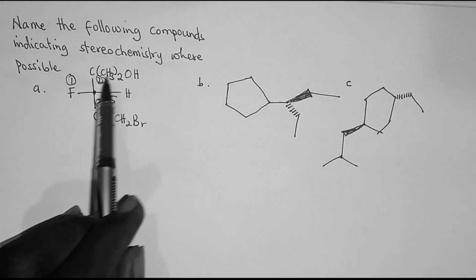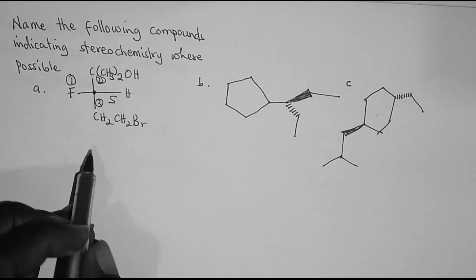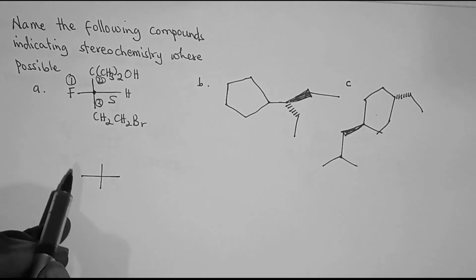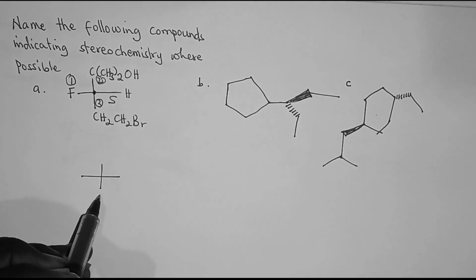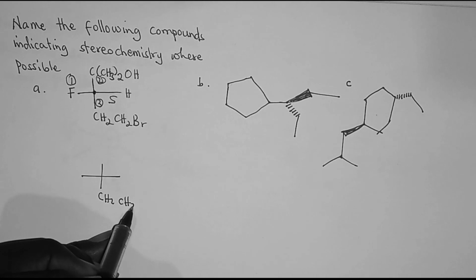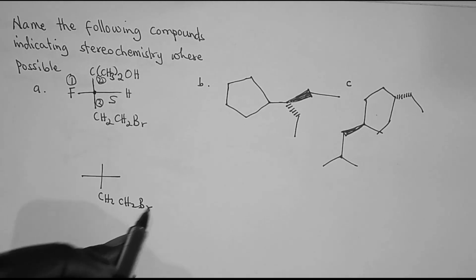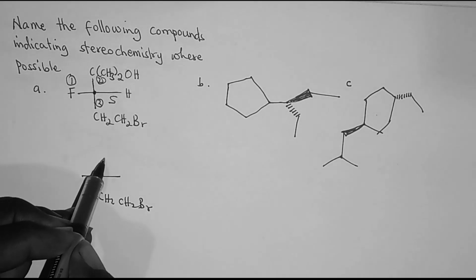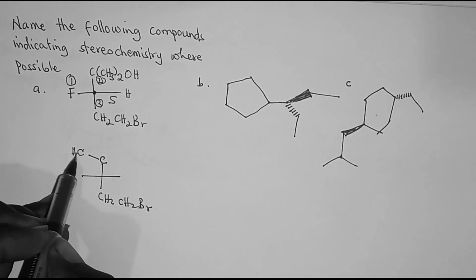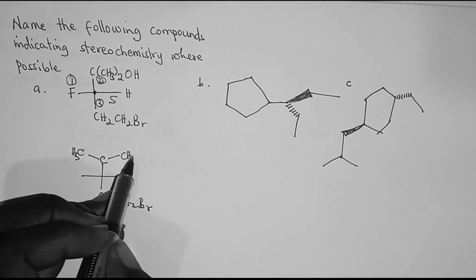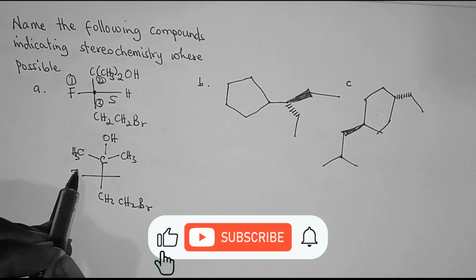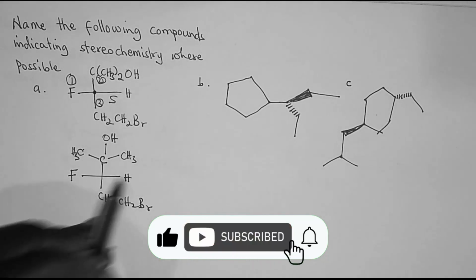Let me expand the drawing of this compound down here. So it will look like this. And down here is a CH2, CH2, and then a Br. And then this side is a C. Then we have CH3 here. We also have CH3 here, and then an OH. And then we have a fluorine group here, and then a proton here.